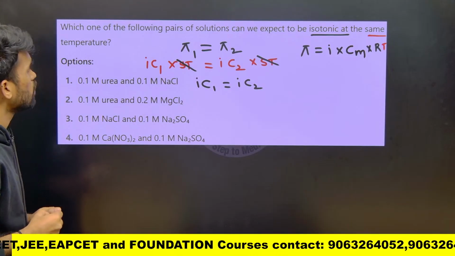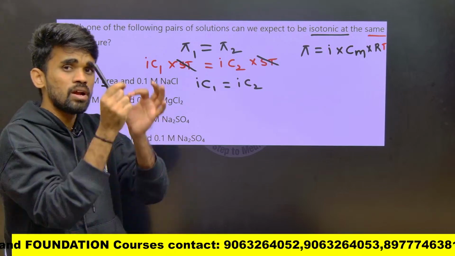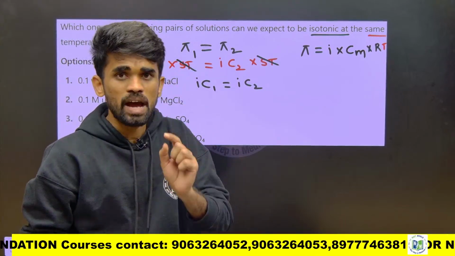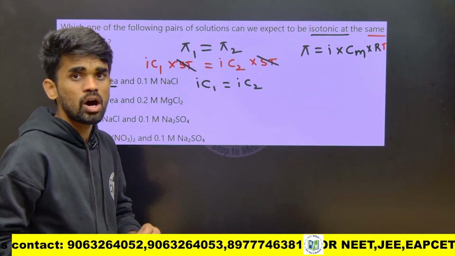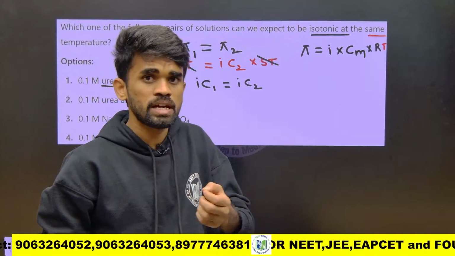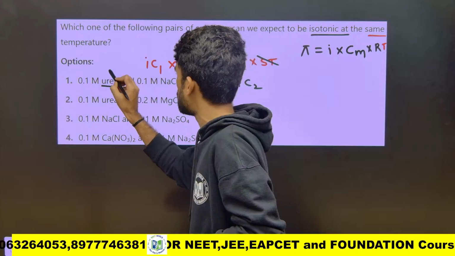Now what is the i value for urea? What is the Van 't Hoff factor for urea? For all non-electrolytes, the Van 't Hoff factor will be 1. Urea, glucose, all these are non-electrolytes. They won't dissociate into ions, right? So its Van 't Hoff factor is taken as 1.